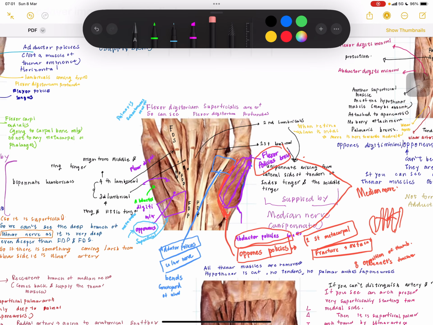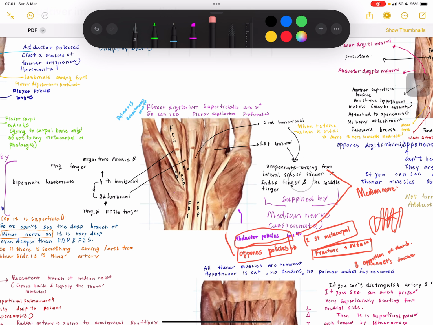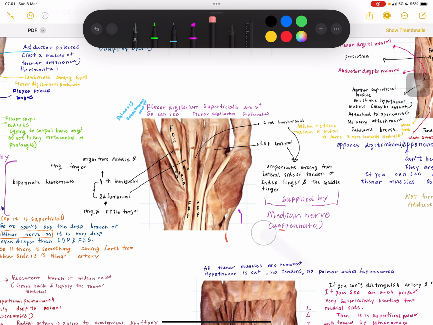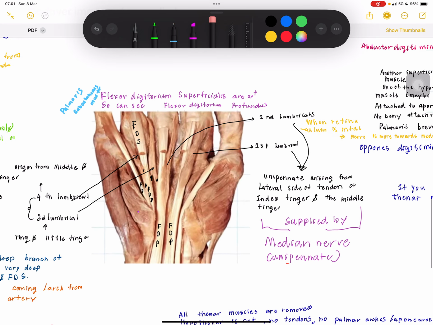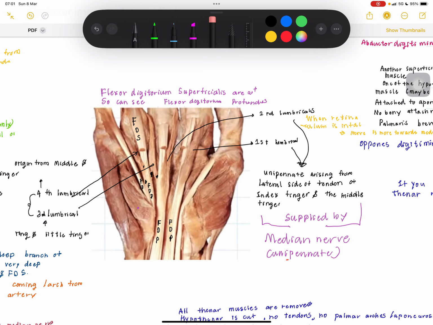So, I'll erase this. Here in this picture, the flexor digitorum superficialis tendons are cut so that we can see the flexor digitorum profundus, because flexor digitorum profundus is deeper to the flexor digitorum superficialis. And then we have the lumbricals: the first lumbrical, second, third, and fourth.